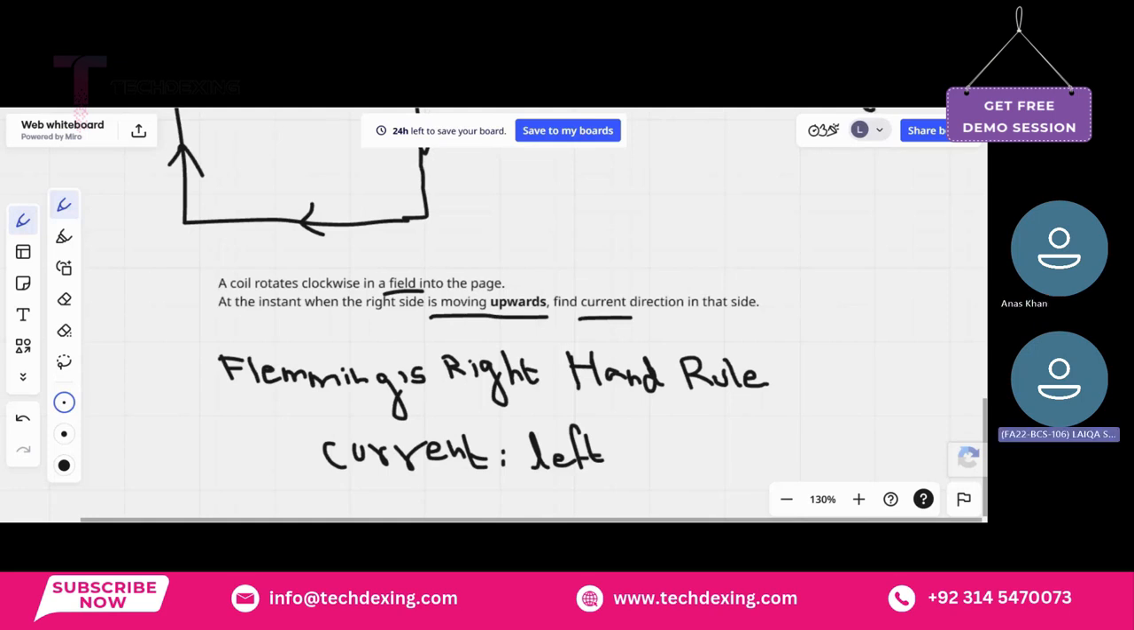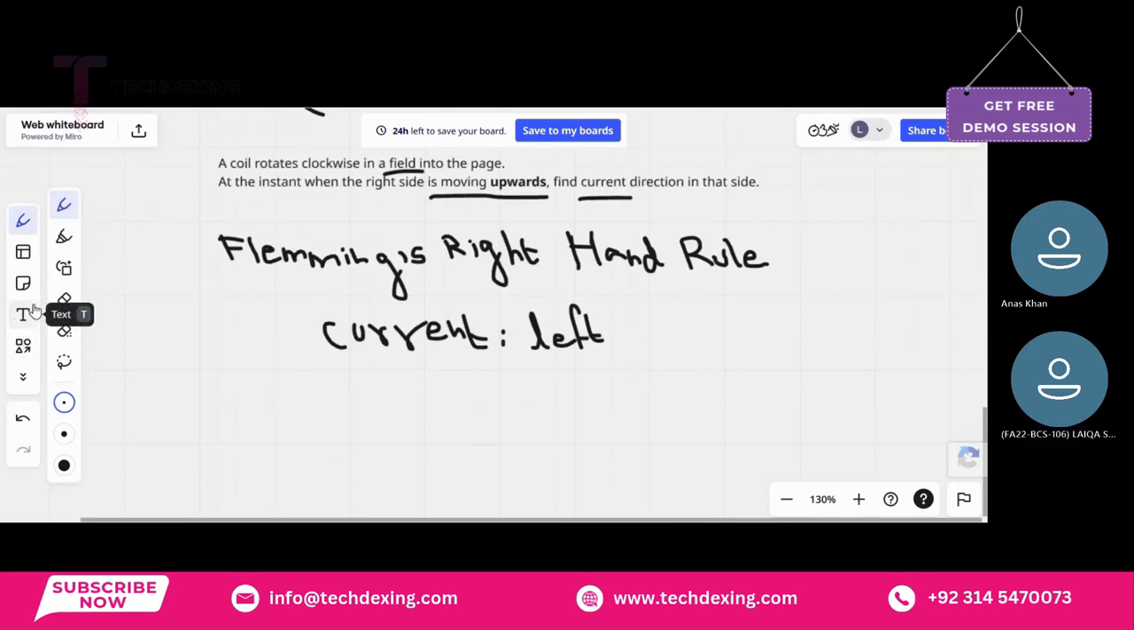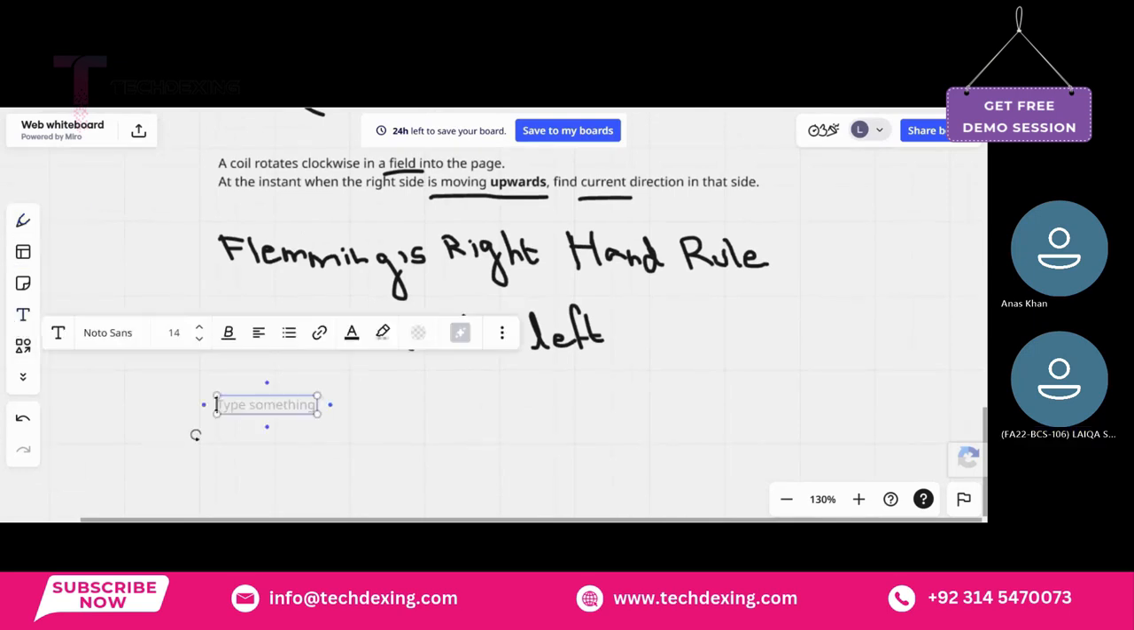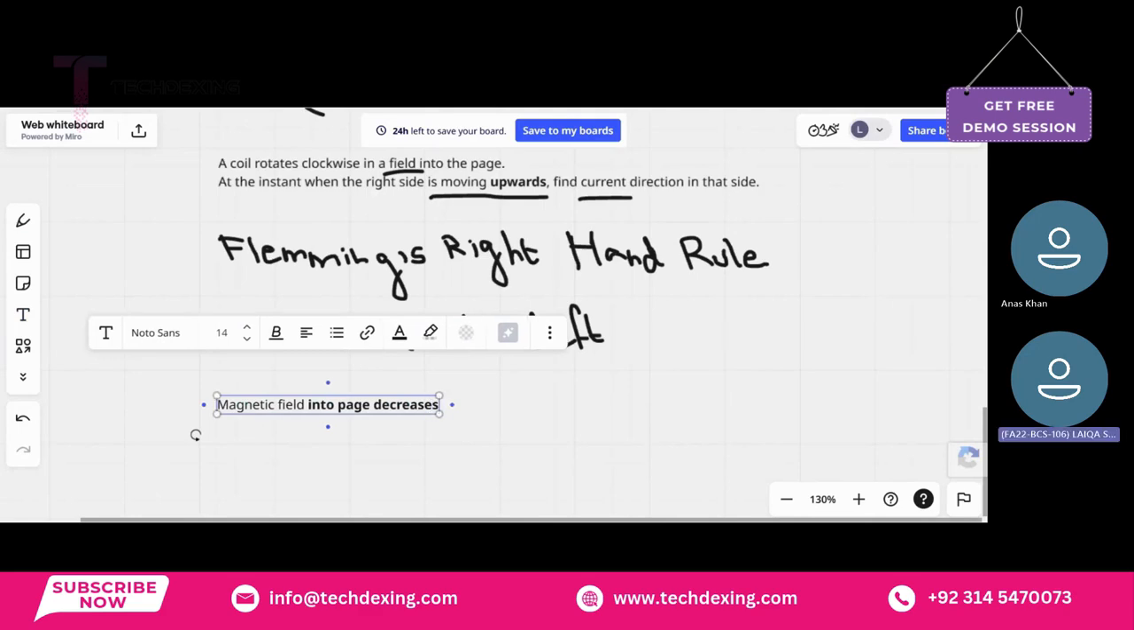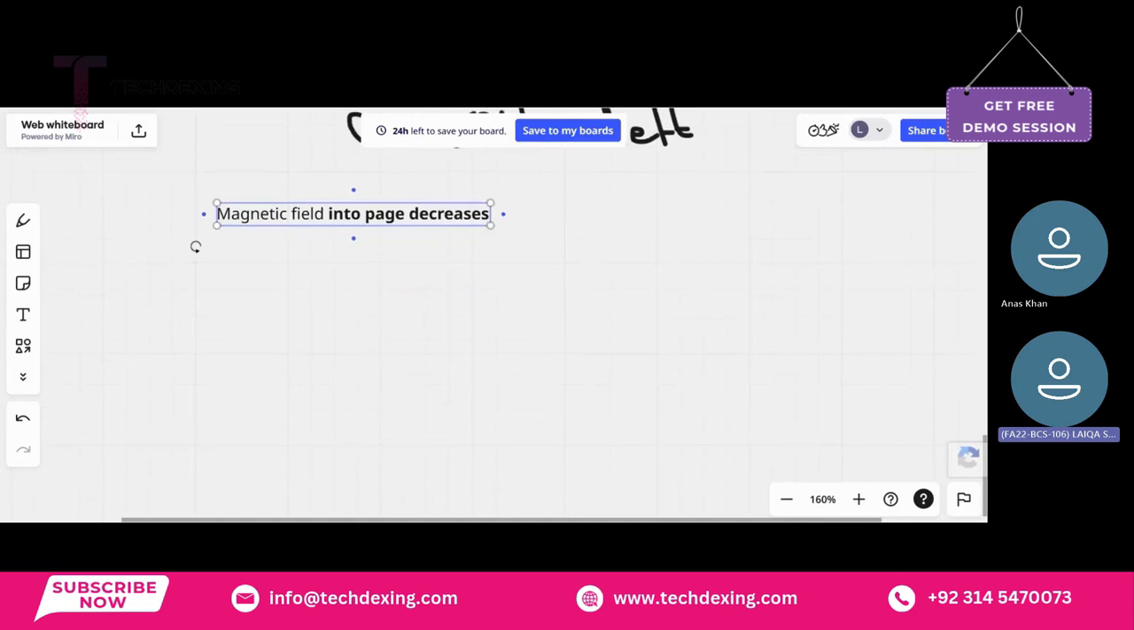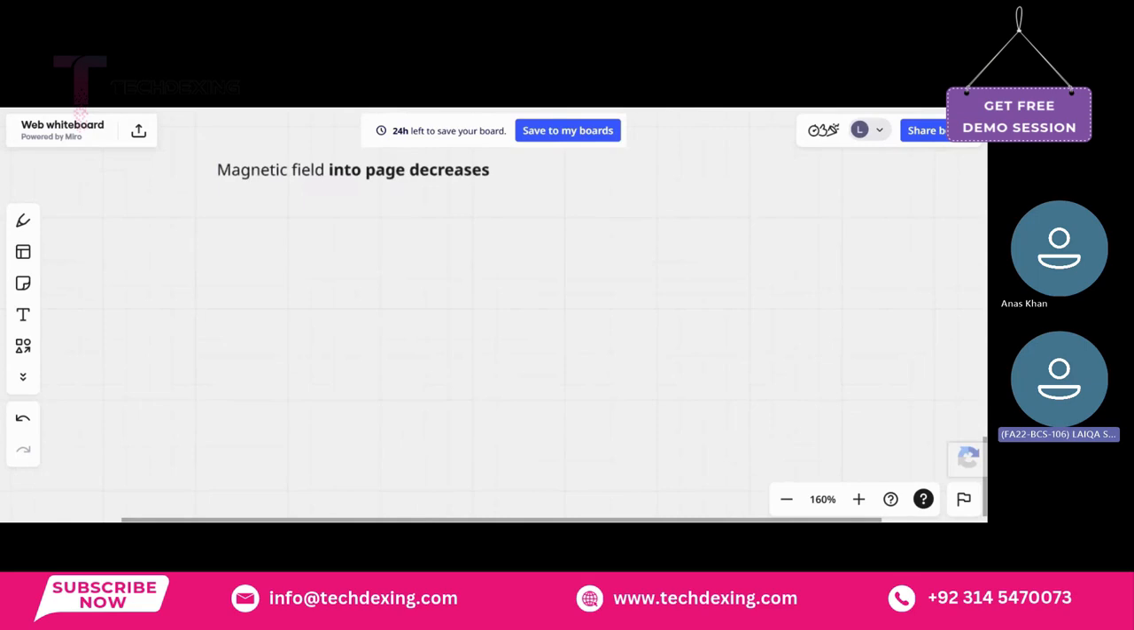Okay, if we are given that the magnetic field into the page is decreasing, this is the only information that is given to you. You have to find the direction of the current. What would be the direction of the induced current?